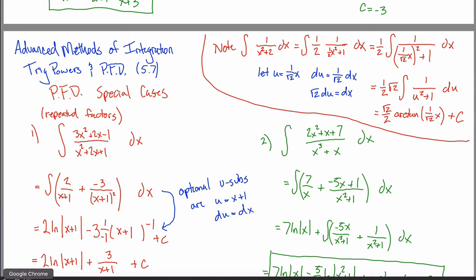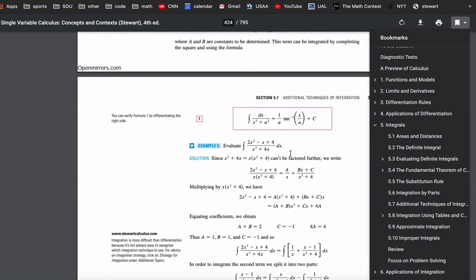Let me show you what your book does. Your book totally cops out. What it does is it says, hey, by the way, if you ever end up with 1 over x squared plus some other number, like we had x squared plus 2, where the role of a is played by the square root of 2, here's just a formula. There's a formula you can always use, and you can verify it's true by taking the derivative of the right side and seeing that it gets you back to the left.